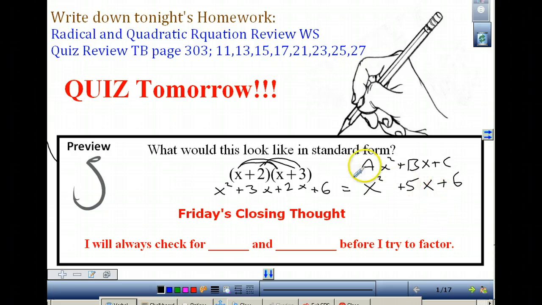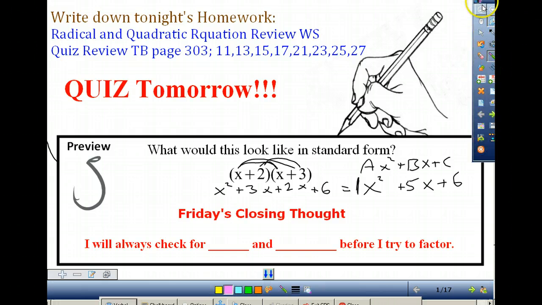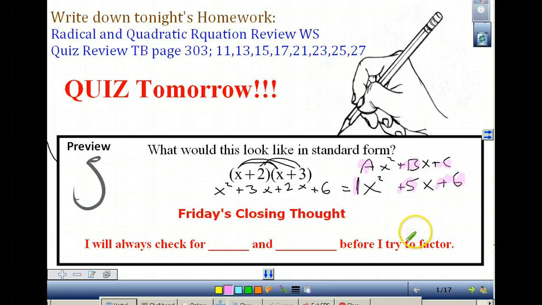So that means a is equal to 1, b is equal to 5, and c is equal to 6. So that's standard form. Again, you cannot have fractions. Question? Got it? Okay.